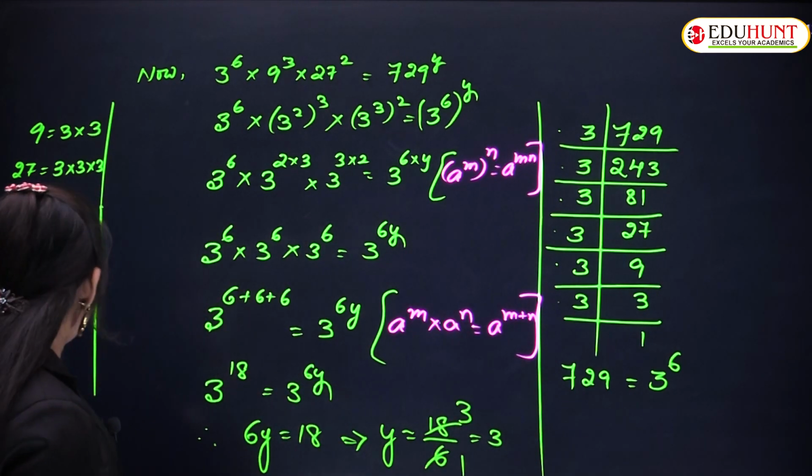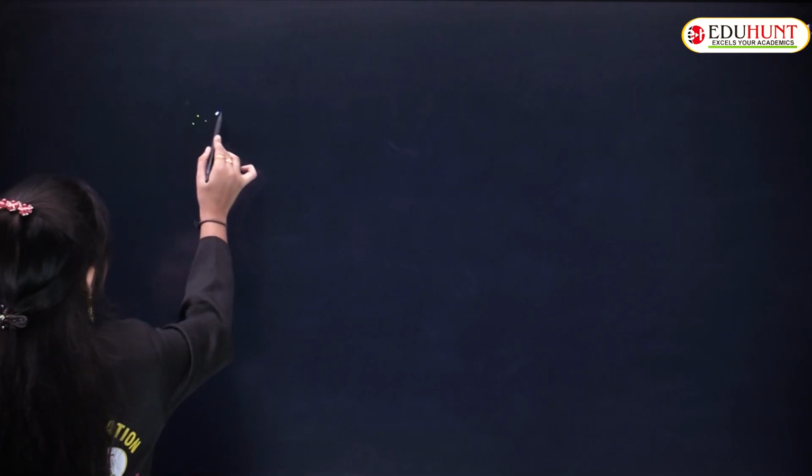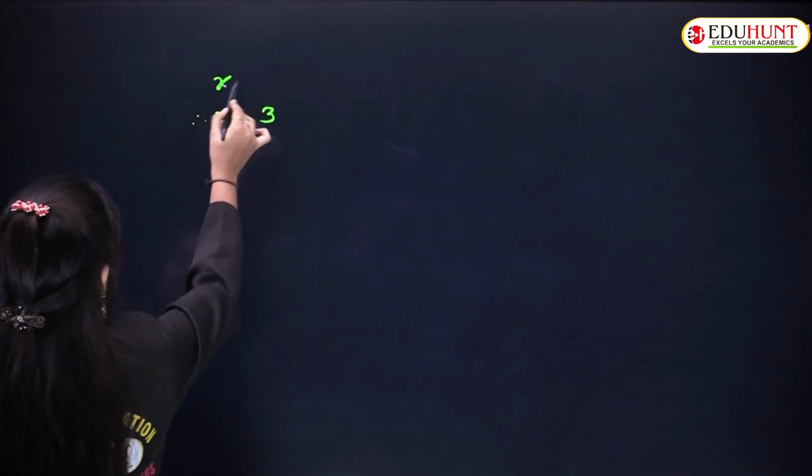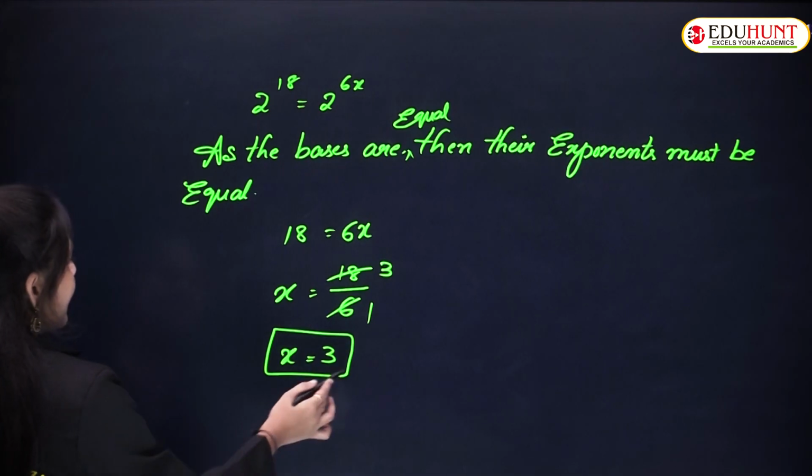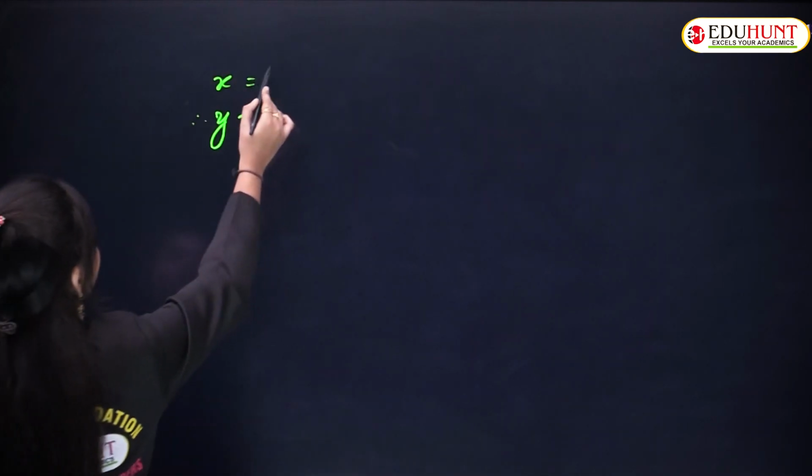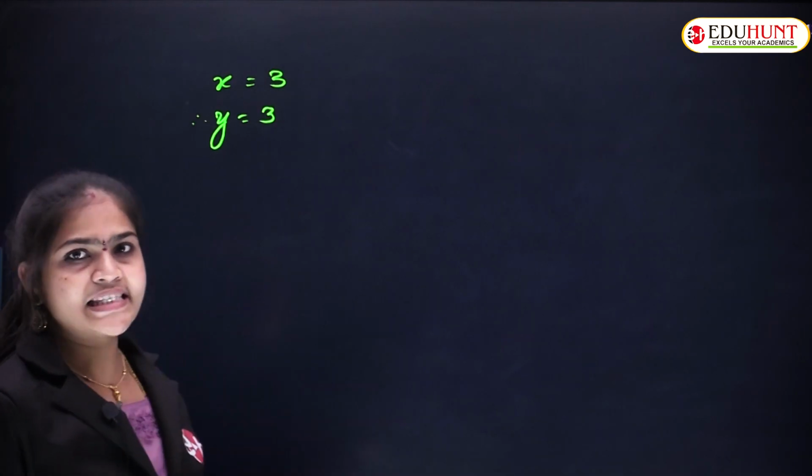Finally, what is the value of y here? Therefore y is equal to 3. And similarly, the x value also we got here. X is also equal to 3. X is equal to 3 and y is equal to 3.